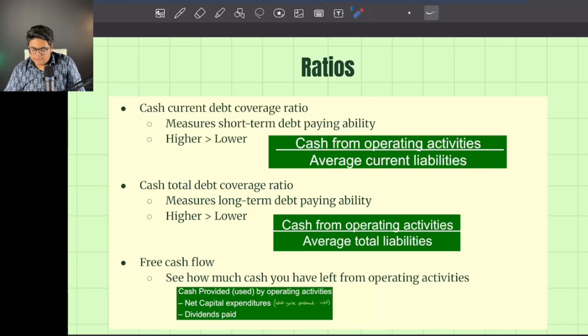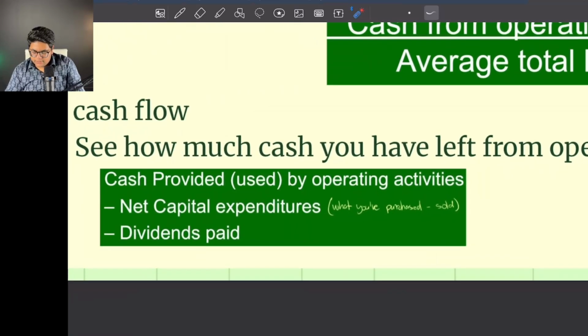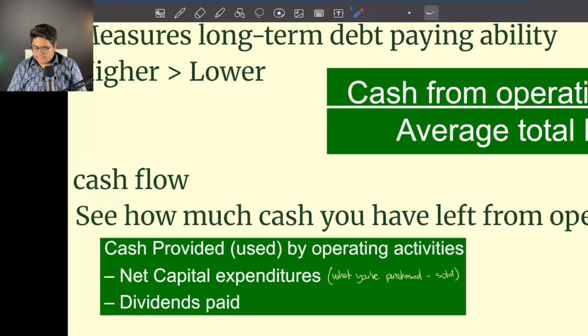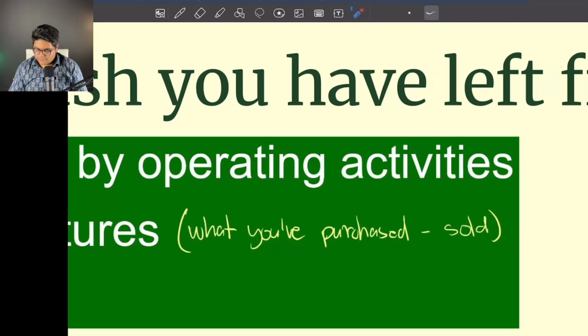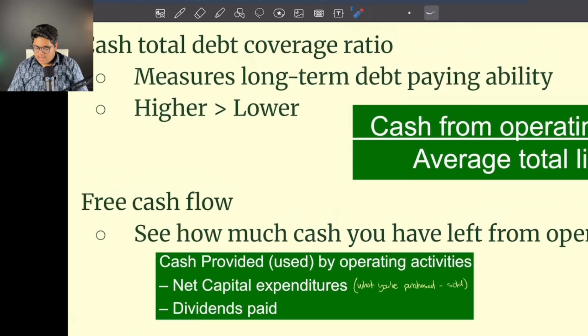Free cash flow. So this is how much cash you have left from operating activities. What you do is take the cash provided or used by, because you can have positive or negative cash flow, by the operating activities. You subtract net capital expenditures, which is basically what you purchased minus what you sold. And then you have dividends paid that you also subtract.